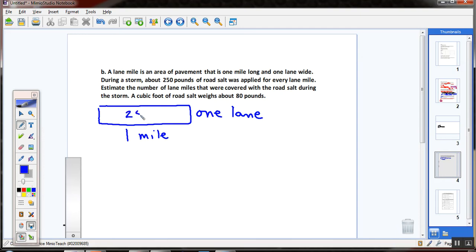250 pounds, okay? Right here it says estimate the number of lane miles that were covered with the road salt during the storm. A cubic foot of road salt weighs about what? 80 pounds. So I'm going to back up and take a look at what we had on the previous page.